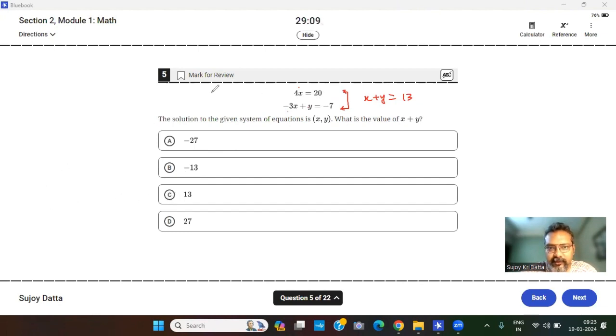If you try solving, you'll get the same. See, 4x is 20, so x is 5. So this is negative, plus y is negative 7. So y will become 8. So 5 plus 8, 13. But what's the need? You just got that in like 1 second, right?